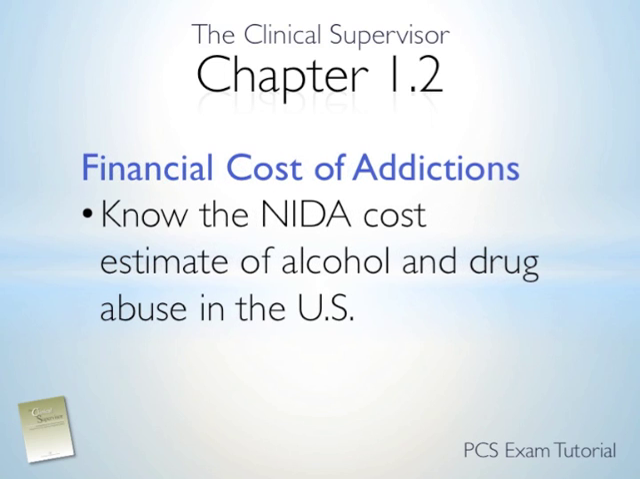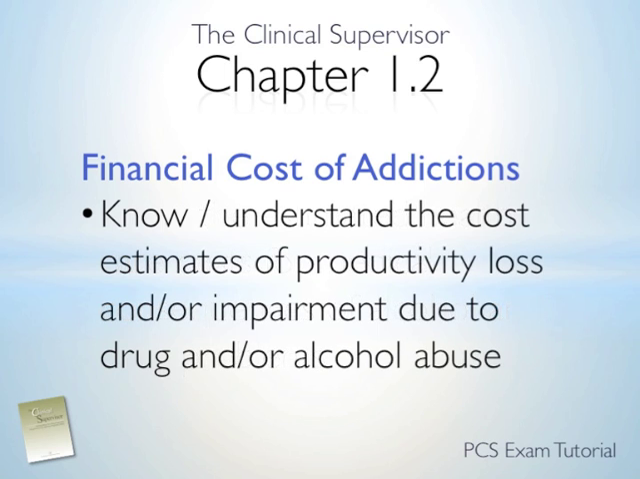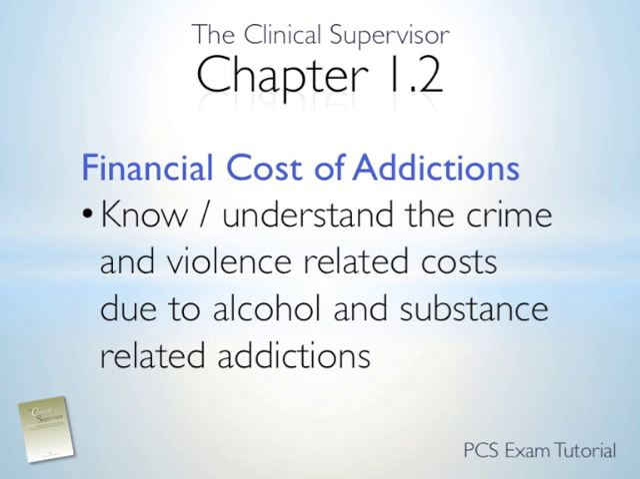Know the information that is provided by the National Institute of Drug Abuse about the economic costs of alcohol and drug abuse in the United States. Also know the estimated healthcare costs and the consequences for alcohol and drug problems, as well as productivity loss information and crime and violence related costs. For example, that the National Institute of Drug Abuse states that drug abuse is estimated to have contributed to 25 to 30% of income generating crime. And that total costs attributed to alcohol-related motor vehicle crashes were estimated to be $24.7 billion.